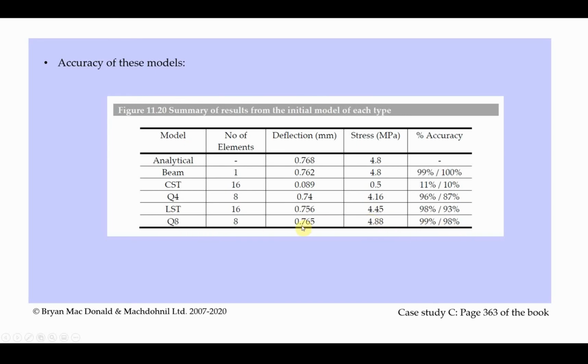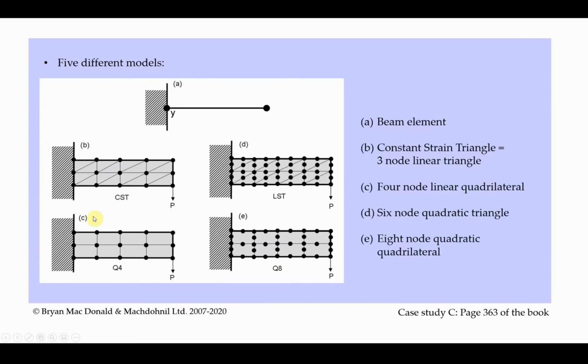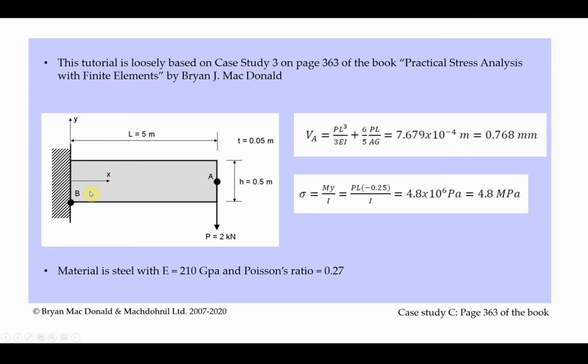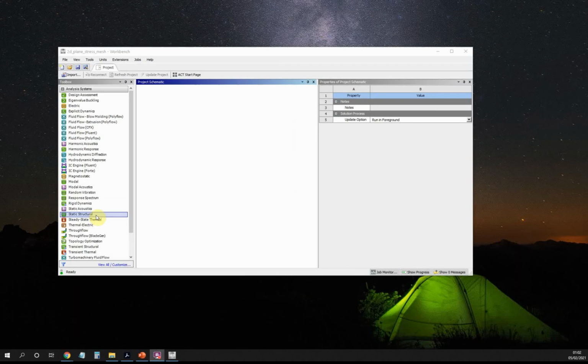So let's jump over to Workbench, and the first thing we're going to do is we're going to try and build this one here, the constant strain triangle, and we're going to use the information shown on this slide here to help us build that. So I've opened up Workbench, and the first thing I'm going to do is click on static structural and drag that over here to create a static structural instance in Workbench.